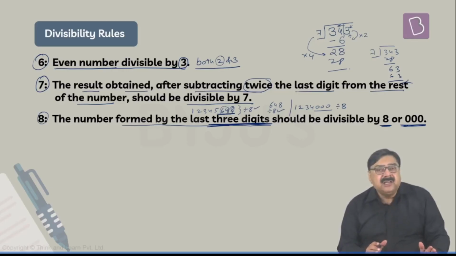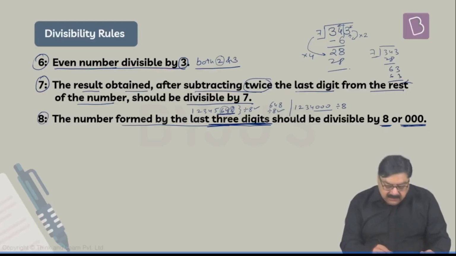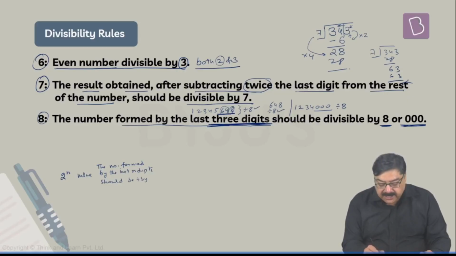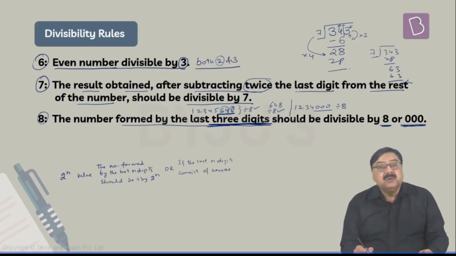Now here I would like to address a particular rule or concept for divisibility rules for powers of 2. Let us say we have 2 power n, and then let us see what its value is. Last n digits: the number formed by the last n digits should be divisible by 2 power n, or the last n digits should consist of zeros.